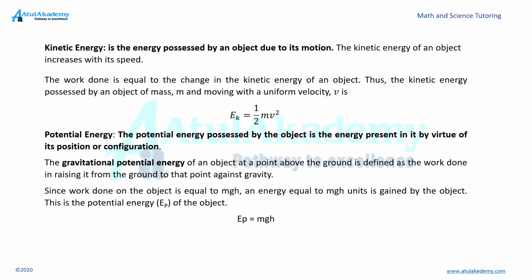Now, gravitational potential energy of an object at a point above the ground is defined as the work done in lifting it or raising it from the ground to that point against gravity. So potential energy is given by mgh. M is the mass of the body, g is the gravity, h is the height to which it is raised.